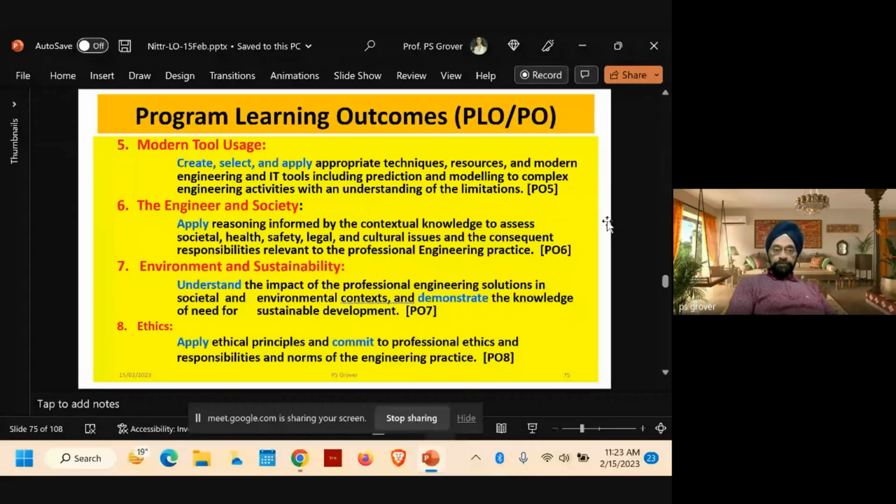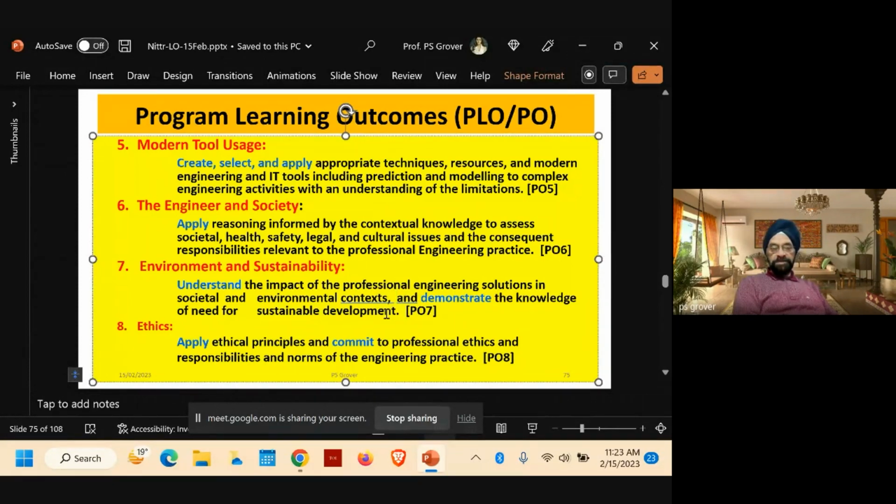So, modern tool usage: create, select, and apply. Then the engineer and society, environment and sustainability. Please see here, in environment and sustainability: understand the impact of professional engineering solutions in societal and environmental contexts, and demonstrate the knowledge of and need for sustainable development. This is PO7. Now, this PO7 is connecting the learning of the student with the environment.